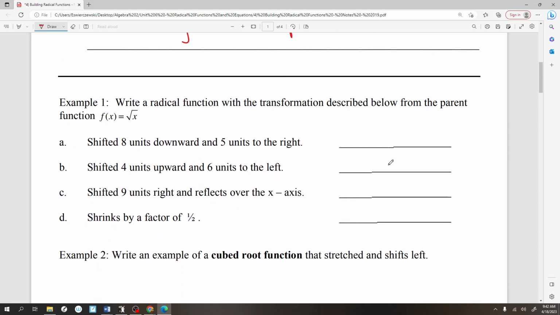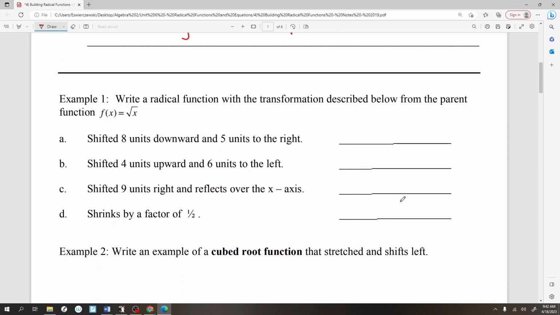Alrighty, let's move on to example 1. It says write a radical function with the transformation described below from the parent function f of x equals the square root of x. So shifted down 8 units and 5 units to the right. So that function would look like this. f of x equals the square root. So it's 5 units to the right, so that would be x minus 5. And 8 units down, minus 8.